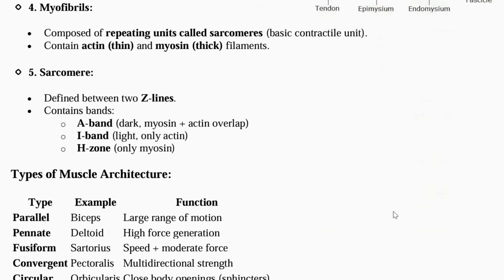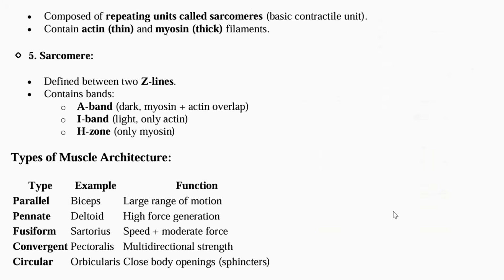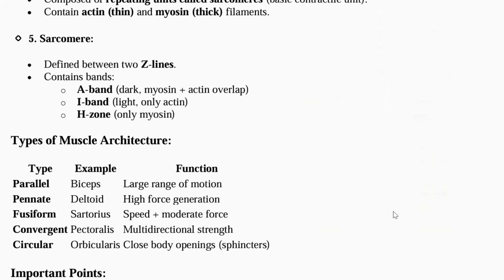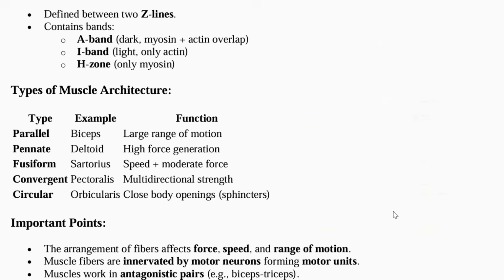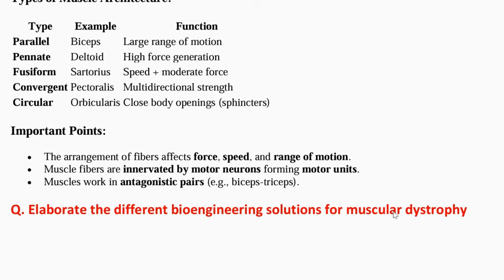Sarcomere, defined between the two Z lines, contains the A band, that is dark, myosin plus actin overlap. I band, which is light, only actin. H zone is only myosin. We are having different types of muscle architecture with their examples.